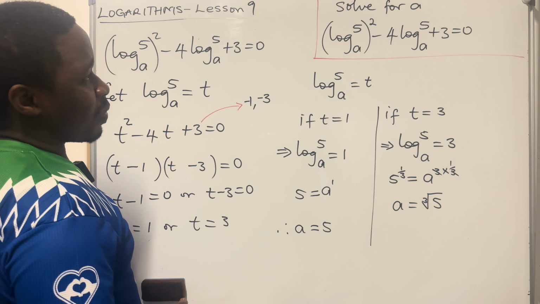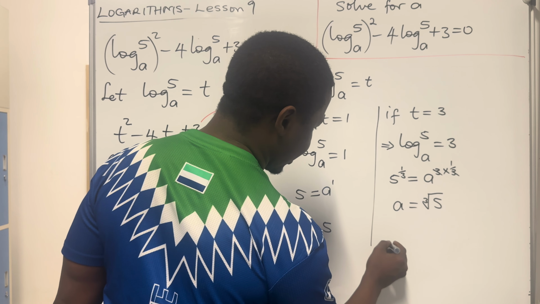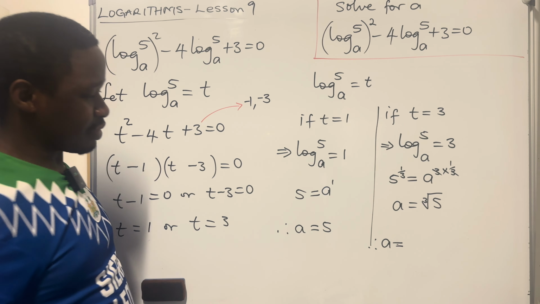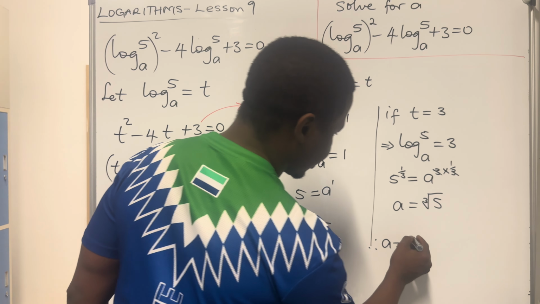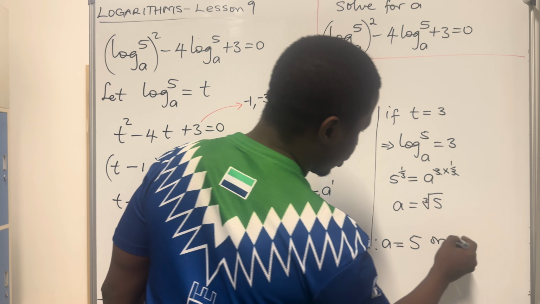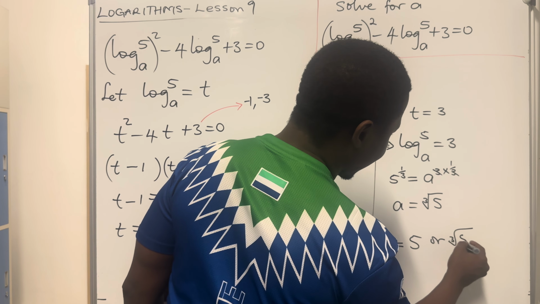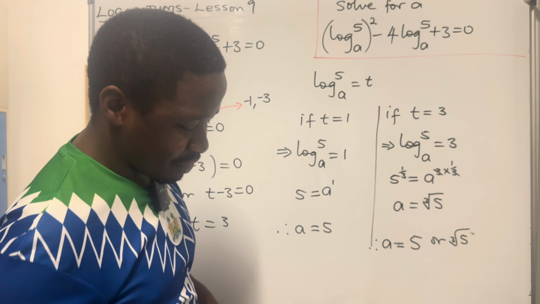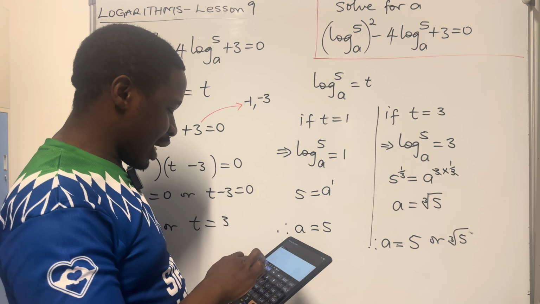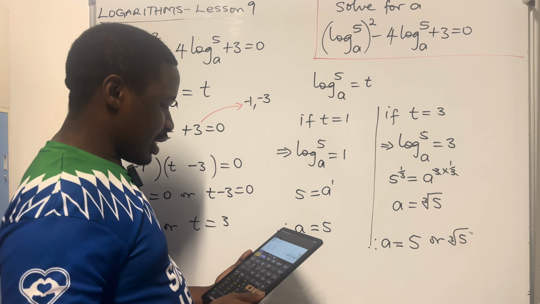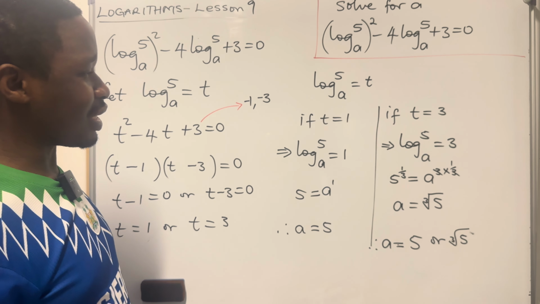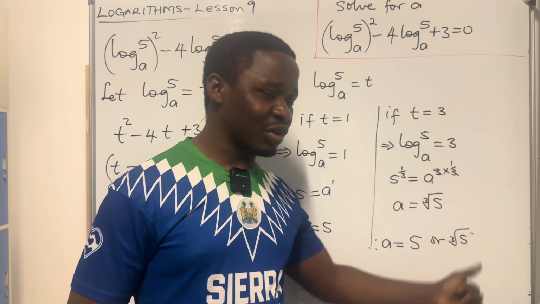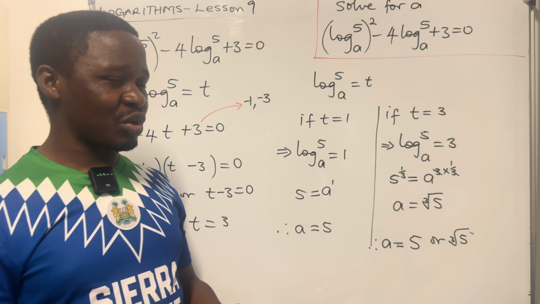So what is the value of a? The value of a is now 5 or the cube root of 5. But what is the cube root of 5? The cube root of 5 is 1 point something. So tell me in the comment section if we must include the cube root of 5 or we must not include the cube root of 5.